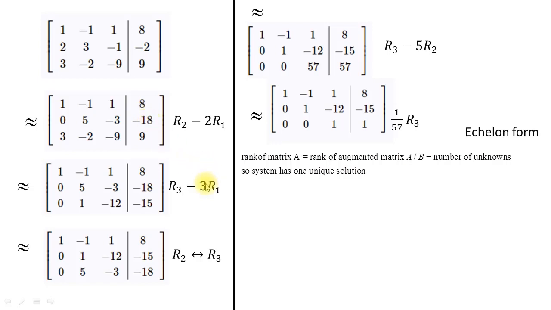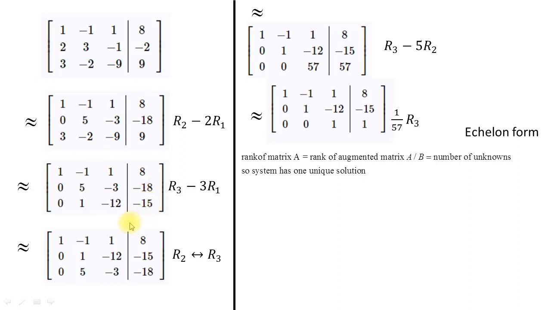Now 3 times R1 subtracted from R3. 3 1 the 3, and 3 minus 3 is equal to 0. 3 1 the 3, minus 3 minus 2, minus 3 plus 3 is equal to 1. And 3 1 the 3, minus 9 minus 3, minus 12, and 3 add the 24, 9 minus 24 is equal to minus 15.